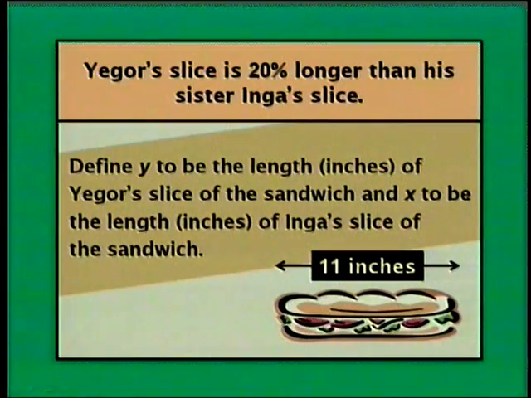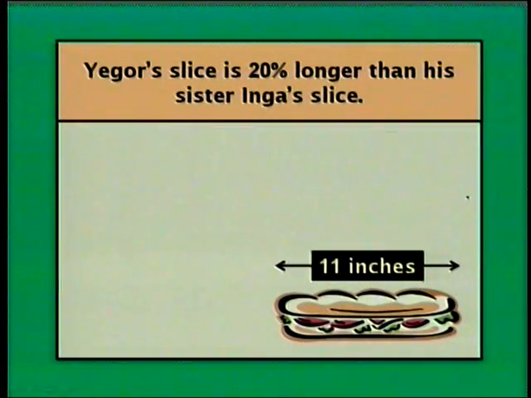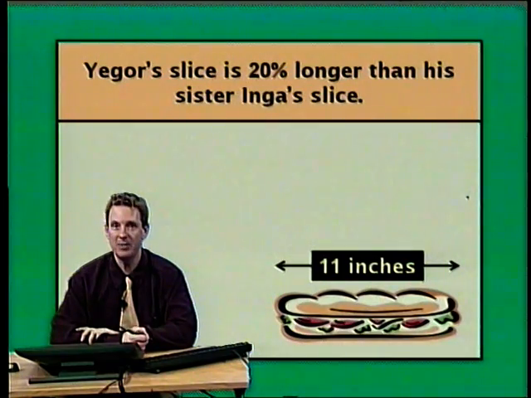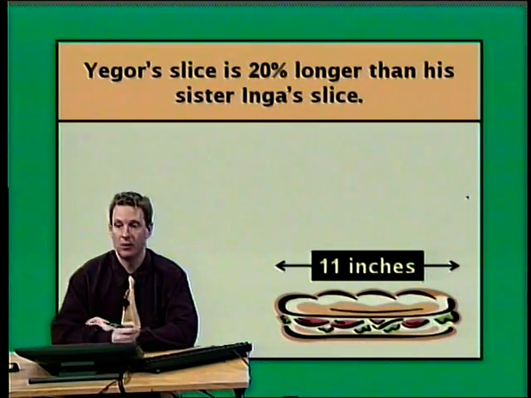You know, I kind of deliberately made y the length of Yegor's slice to get this y association going there. I need to now find two equations that relate these two variables. Well, one of our equations is down on the bottom right side of the computer screen. What we know is that the sum of the two lengths has to equal 11 inches.